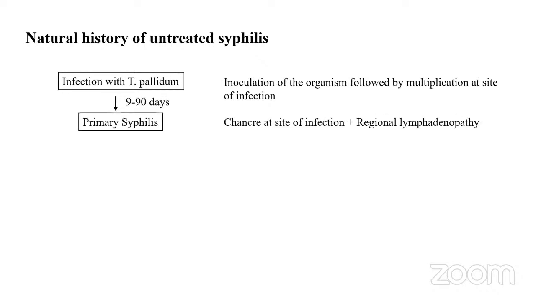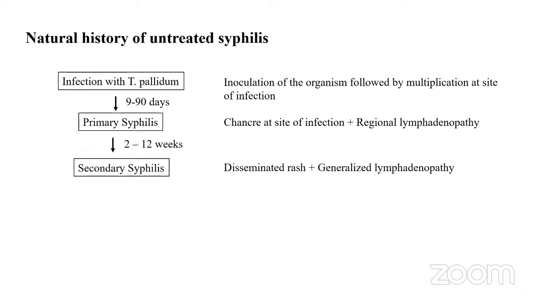So after an incubation period of 9 to 90 days, the organism causes a local reaction at the site of infection. That is, it forms an ulcer called chancre. Along with that, there would be enlargement of the local lymph nodes. So this is called primary syphilis. This chancre takes 3 to 8 weeks to resolve if untreated.